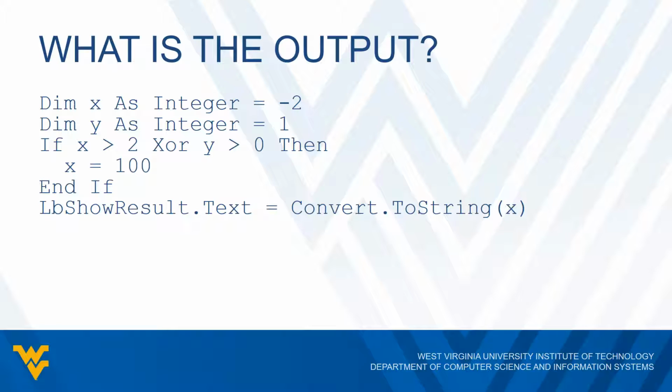Here we're still using exclusive OR, except now we've changed our conditions a little bit. We have x greater than 2 and y greater than 0. So I want you to tell me what is going to be the output of this code.